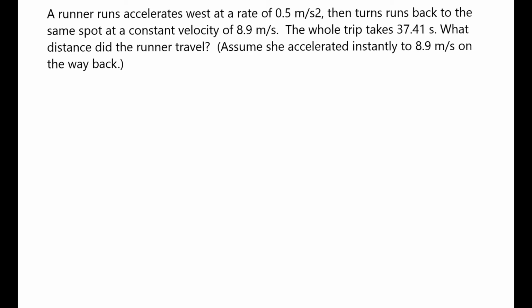Alright. A runner accelerates west at a rate of 0.5 meters per second squared. Then turns back to the same spot at a constant velocity of 8.9 meters per second. The whole trip takes 37.41 seconds. What distance did the runner travel? Assume she accelerated instantly to 8.9 meters per second on the way back. Make sense?